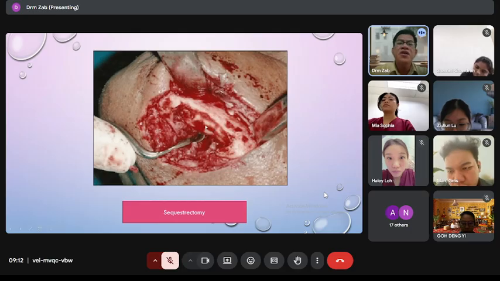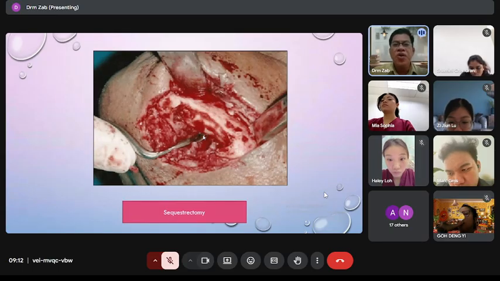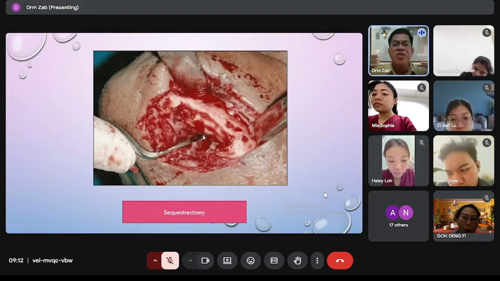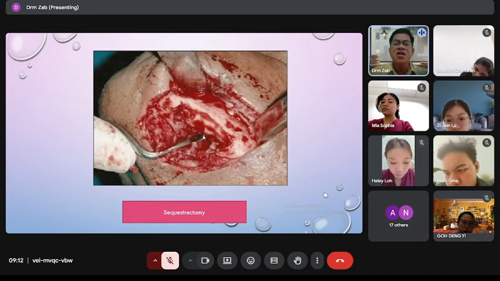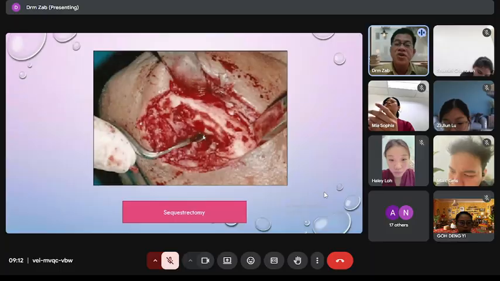You remove using a special instrument. You debride the area until the bone starts to bleed, because when the bone starts to bleed, it means you are hitting normal bone. Necrotic bone doesn't bleed. So when you scrape the area and you see it start to bleed, it means you are hitting normal bone. So that will be your boundary.